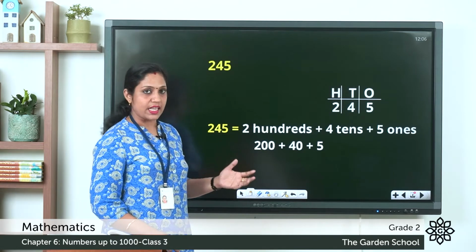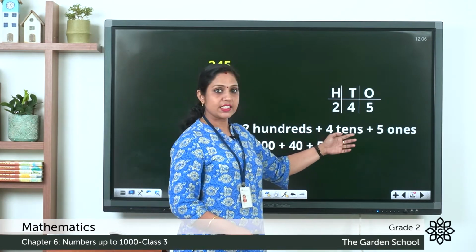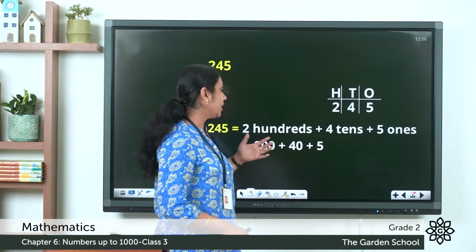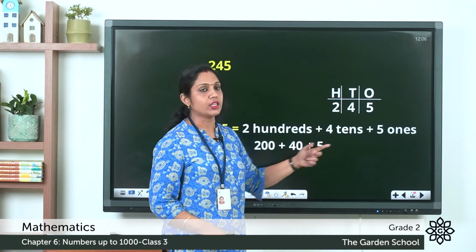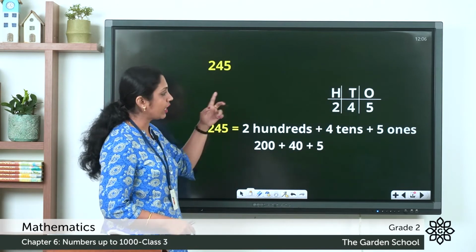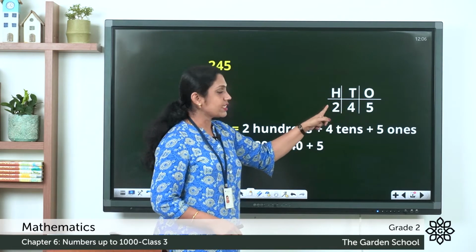So we can write this as 2 hundreds plus 4 tens plus 5 ones, and the number is 200 plus 40 plus 5. So the number 245 we have already written as 5 ones, 4 tens and 2 hundreds.